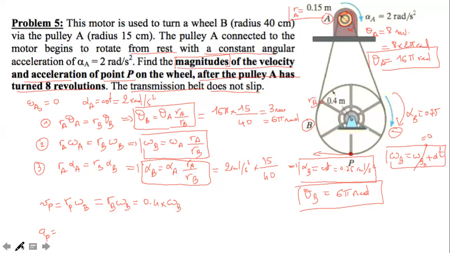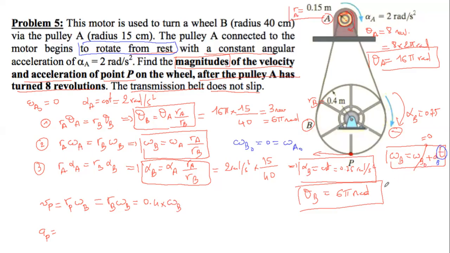Let me write it down in this way. Omega B0 is 0 because omega A0 is 0. They both start from rest. But here you see, I cannot use this because I don't know the time. So I will not use that. I want omega B after 8 revolutions, but I did not give you the time, so you will not use this one.